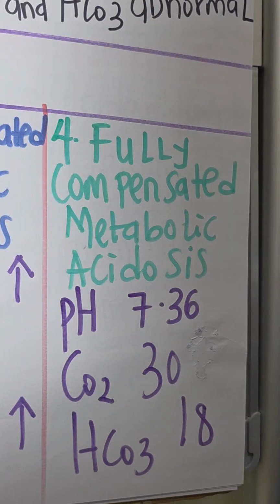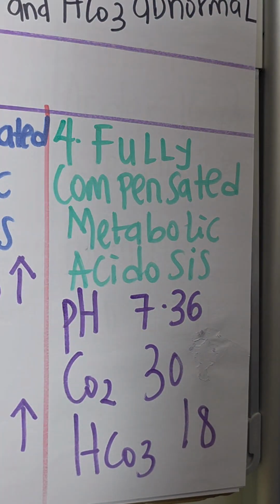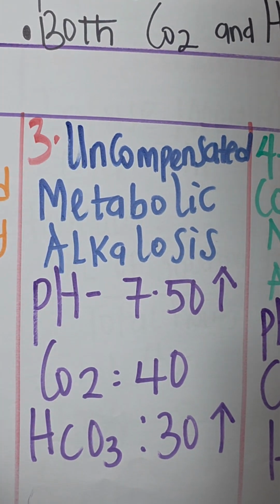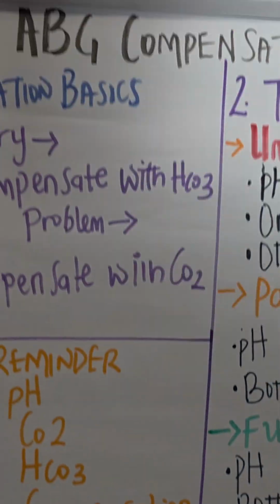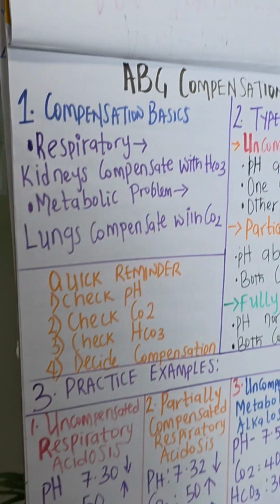Let's summarize. I know this is a lot, but take it slowly and you will understand. Abnormal pH, one system is abnormal, the other system is normal. That's uncompensated.